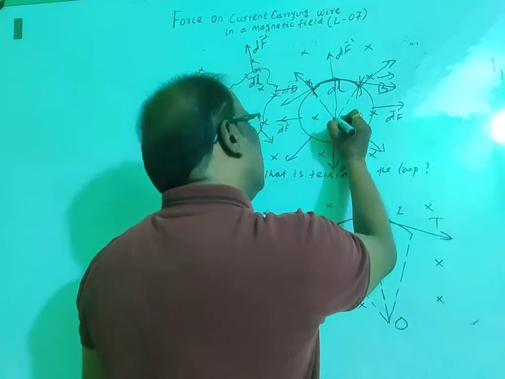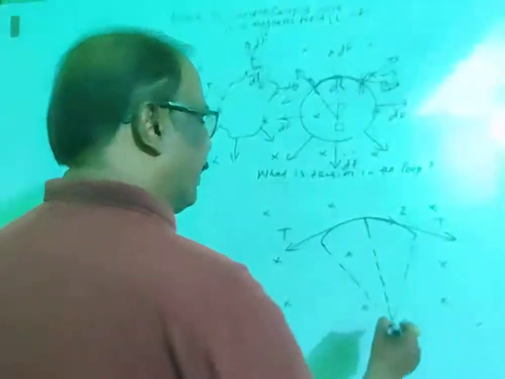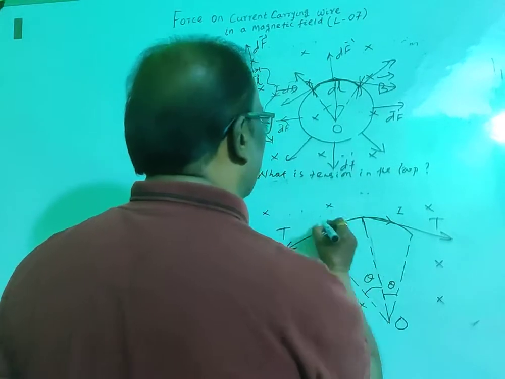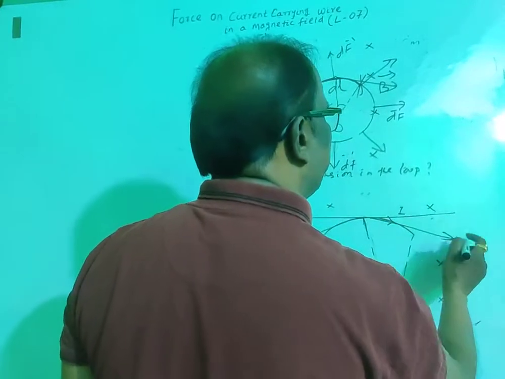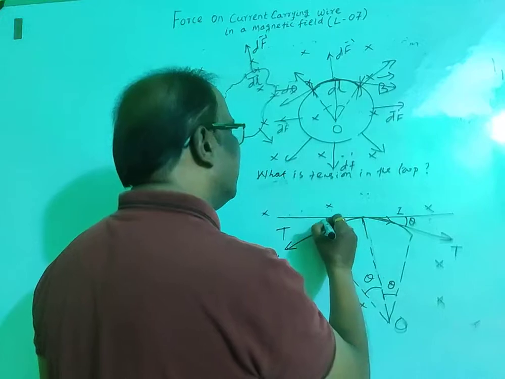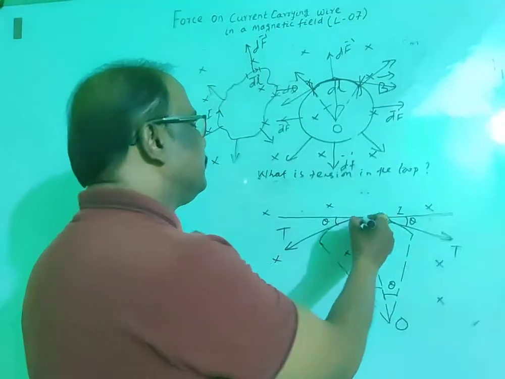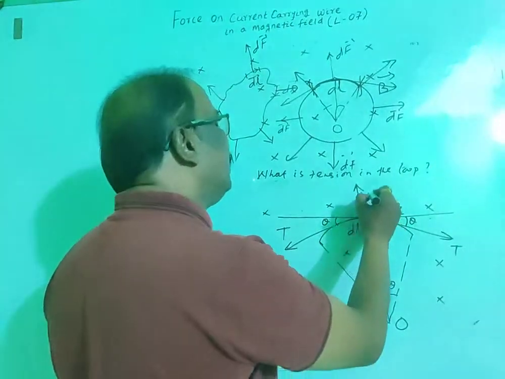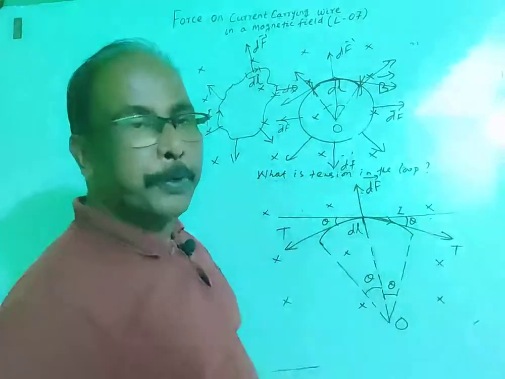This angle is very small, this angle is also very small. Let's take this angle as theta and this angle as theta, and draw a line tangential to the surface. Now, the direction of force on this elemental part dl is dF, in the outward direction as we have observed.